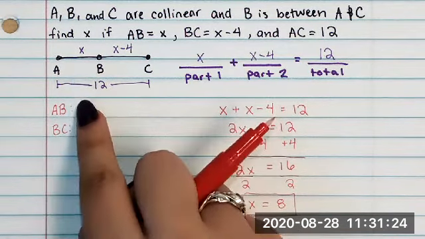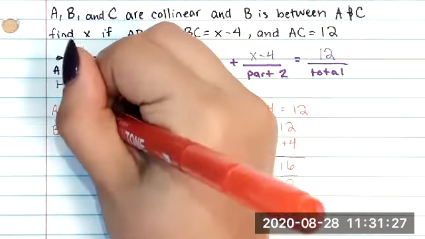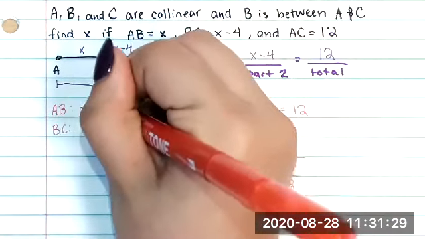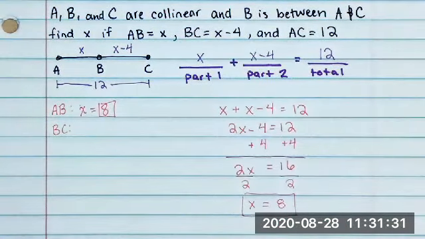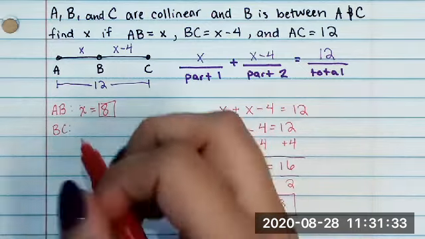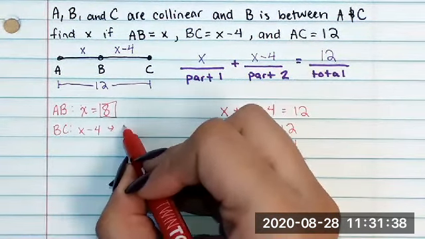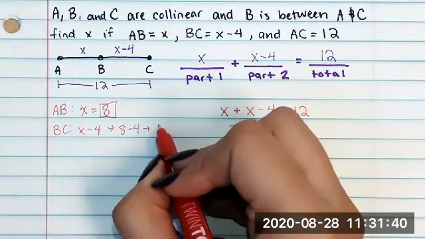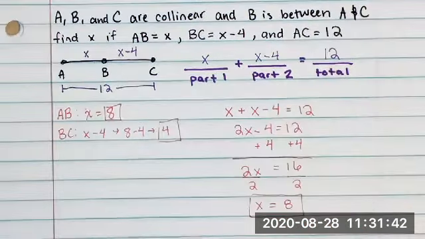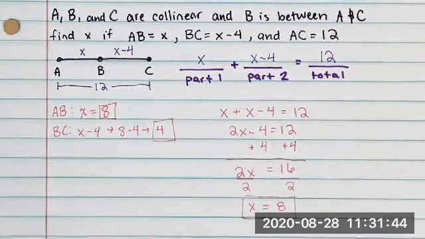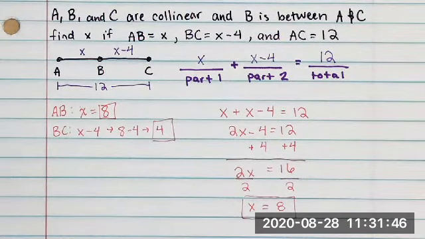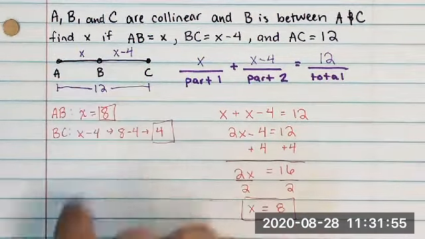So for the first one, AB is equal to x. Well, x equals 8. So that would be AB. For BC, it's x minus 4. So that would be 8 minus 4, which is 4. So now I'm able to know exactly, okay, AB is 8 units long and BC is 4 units long. Instead of having to just guess what they are, I was able to use their relationship to solve for that.